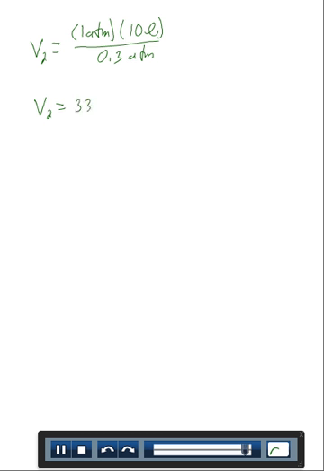Okay, so we just plug in our numbers now. So V2 is equal to, the initial pressure was 1 atmosphere, the initial volume was 10 liters, the final pressure is 0.3 atmospheres. And you'll see that the unit atmospheres cancels, and I'll be left with liters only, which is what I want for volume. So my final volume will be 33.3 liters.